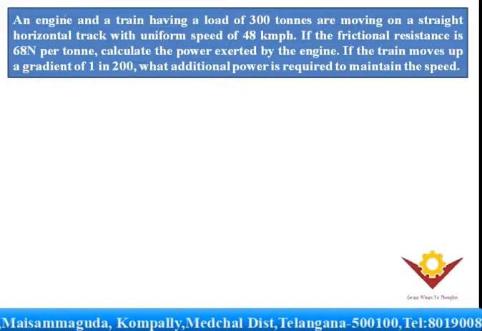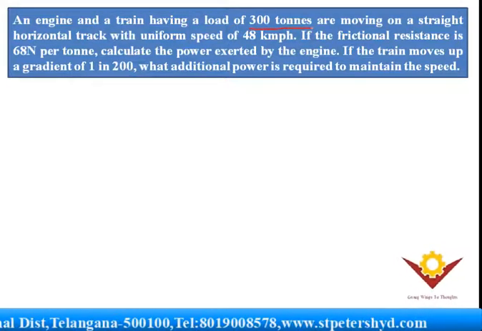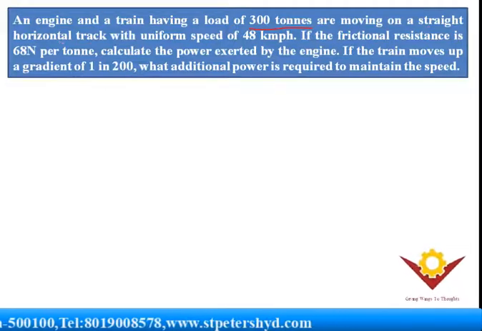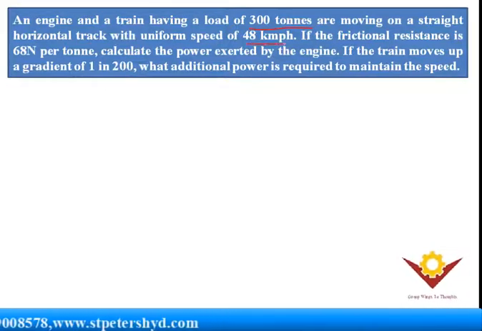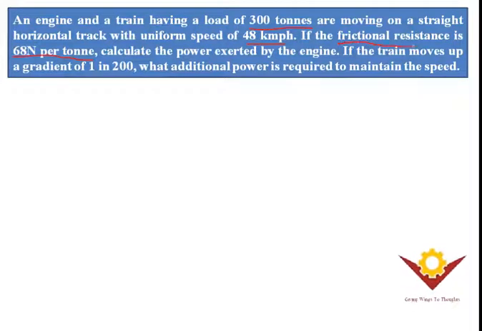Now we'll see the next one. An engine and a train having a load of 300 tons are moving on a straight horizontal track with a uniform speed of 48 kilometers per hour. If the frictional resistance is 68 newtons per ton, you have to underline this, frictional resistance, per ton it is making 68 newtons resistance. For 300 tons, how much resistance is there? We'll calculate that. Calculate the power exerted by the engine.